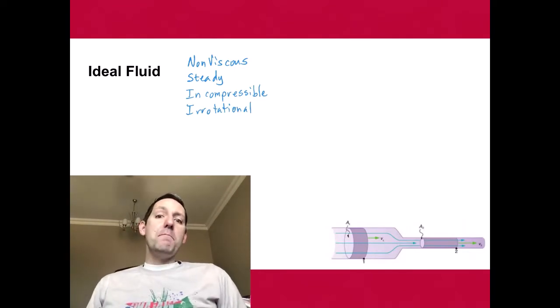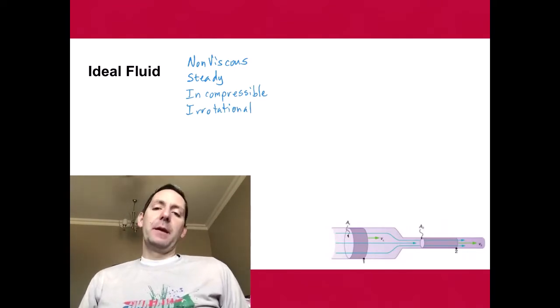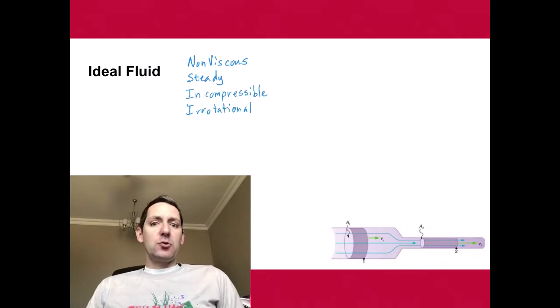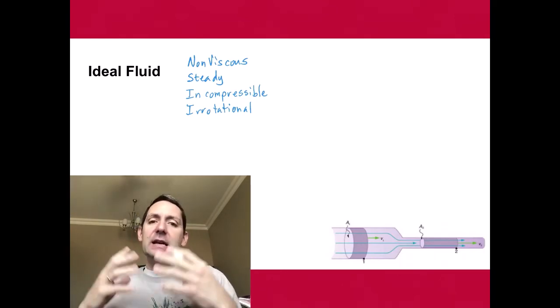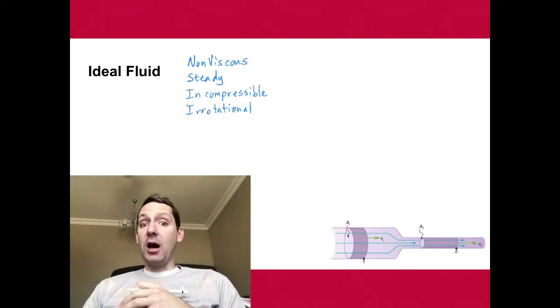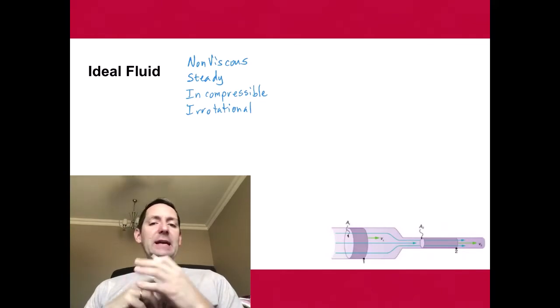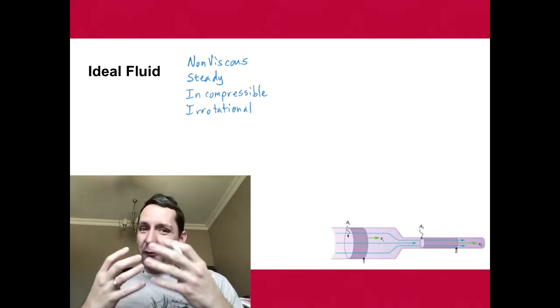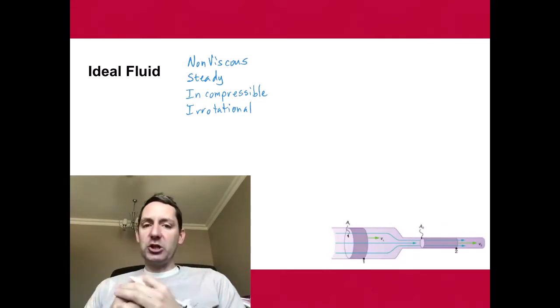So here's the four main conditions that we're going to be thinking about. The first one is non-viscous. Remember, we talked about viscosity just a moment ago, and viscosity was the friction inside of the fluid. So we're going to be saying that an ideal fluid is non-viscous, which means that it won't be losing any energy due to internal friction. There won't be any inside friction. We're going to simplify things here, non-viscous.